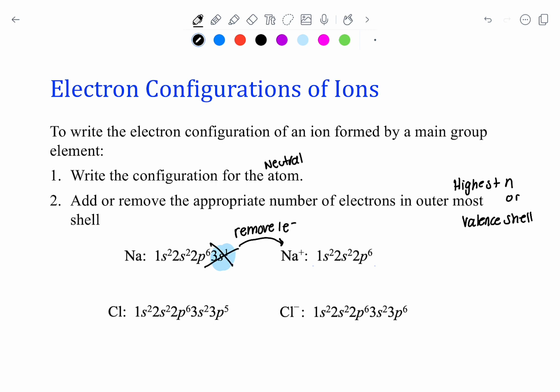So our sodium ion is then 1s2, 2s2, 2p6. That shows us that we now have 10 electrons. In sodium there are 11 protons. So in total, I have a 1+ charge, which corresponds to the 1+ charge of sodium there. So we've removed an electron to create a cation.